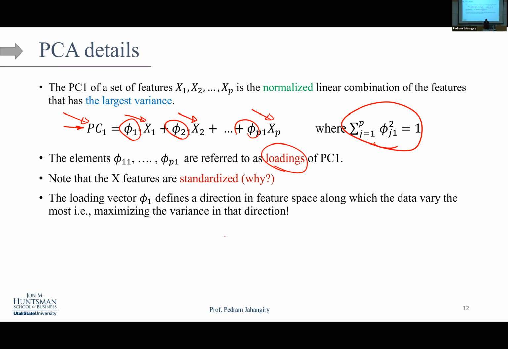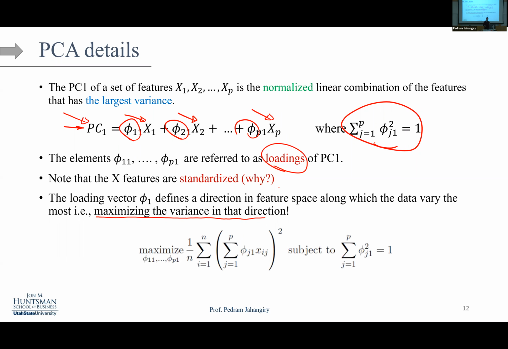So the loading vector phi1 defines a direction in feature space along which the data vary the most, maximizing the variance in that direction. Does this make sense? This is just a repetition of what we had. But I want to define the objective function mathematically. This is the objective function. We are maximizing the variance along the PC1.